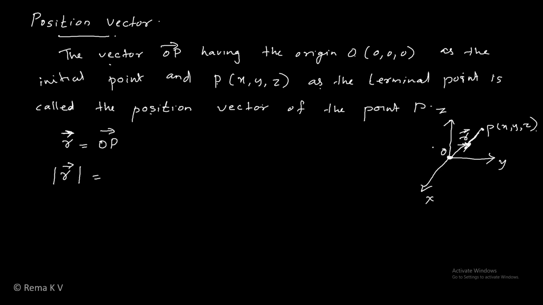Last year you had learnt the distance formula in coordinate geometry, and that is the root of (x2 minus x1) the whole square plus (y2 minus y1) the whole square plus (z2 minus z1) the whole square. So it is root of x square plus y square plus z square. So this is the magnitude of the position vector OP.